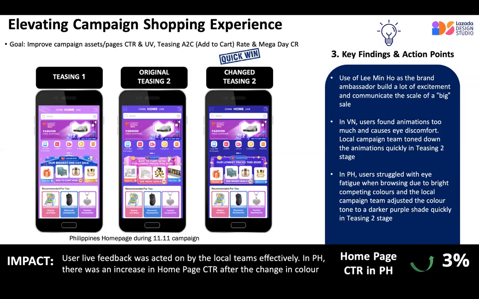What we saw is that with teasing one, people were okay with it. In general, we found that Lee Min-ho, as a brand ambassador, was building a lot of excitement and communicating the scale of a big sale. In Vietnam, they found that animations were causing a lot of eye discomfort. Even though designers feel animations might bring value and interaction, they caused eye discomfort, so the local campaign decided to tone down the animations in the teasing two stage.